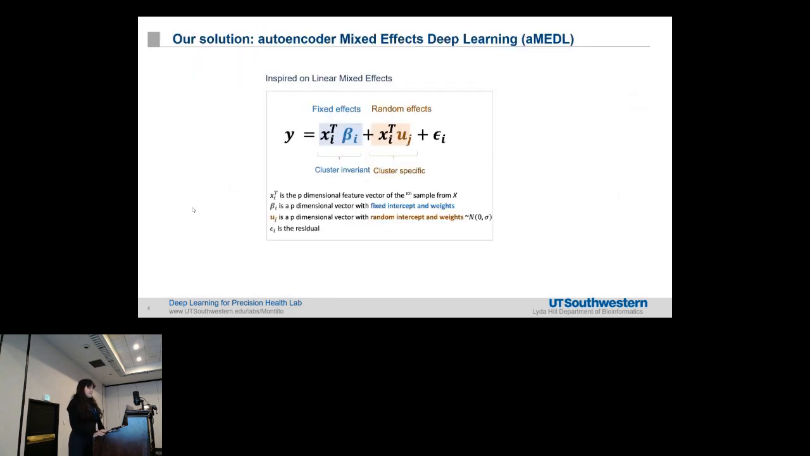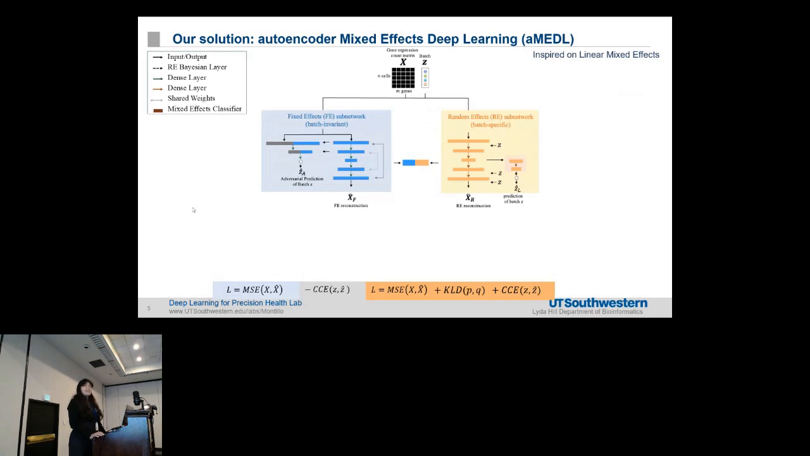So our solution is inspired by linear mixed effects, which separates fixed effects from random effects. The fixed effects are cluster invariant and the random effects are cluster specific. So what we do is build an architecture based on two autoencoder networks that are trained separately. On the left, we have the fixed effects network, which is batch invariant. And on the right, we have the random effects network, which is batch specific. And the bottleneck is our latent space.